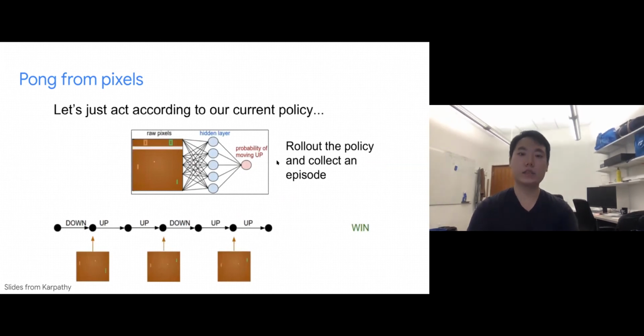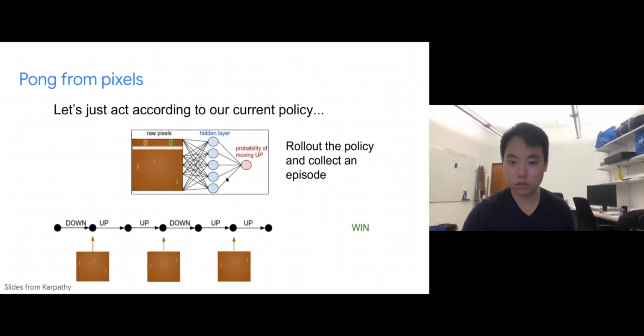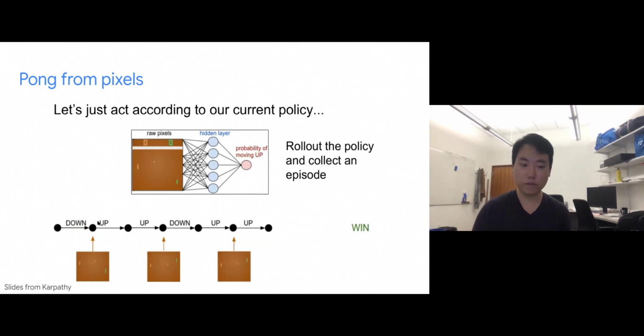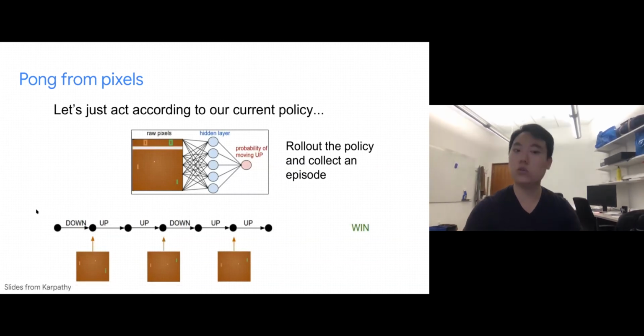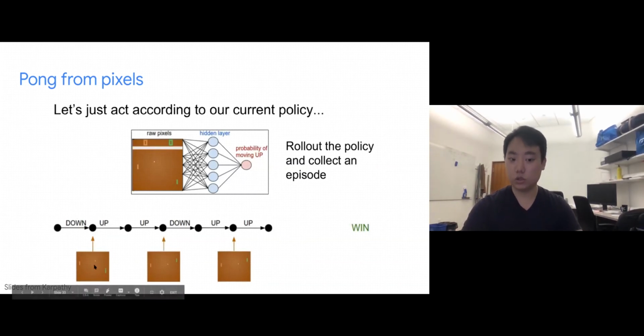So let's just try and act according to our current policy. This model defines a policy, which is a probability of up and down given state. Just given this policy, I'm going to follow it. Maybe at the initial state, it outputs a higher probability of moving up, and then after sampling from it, you actually move up, and that gives you a new state.